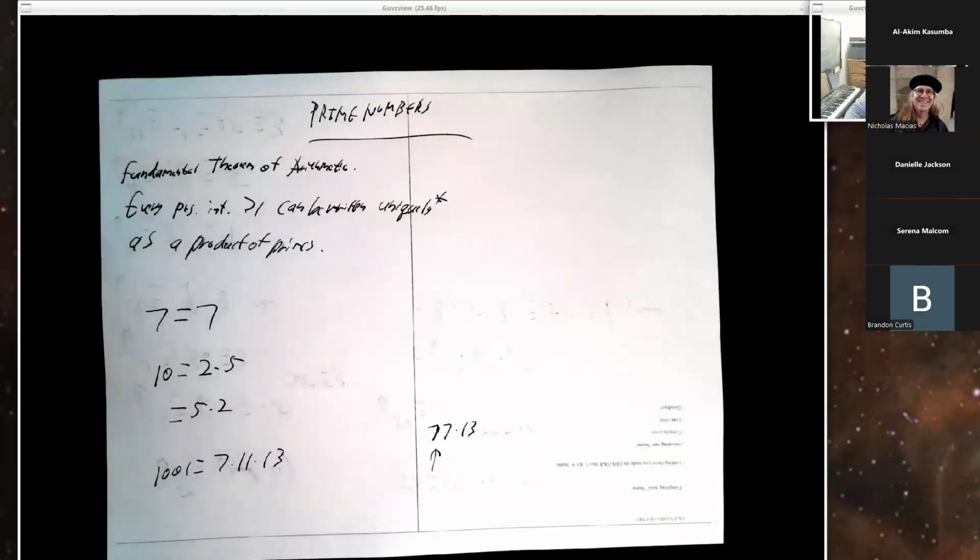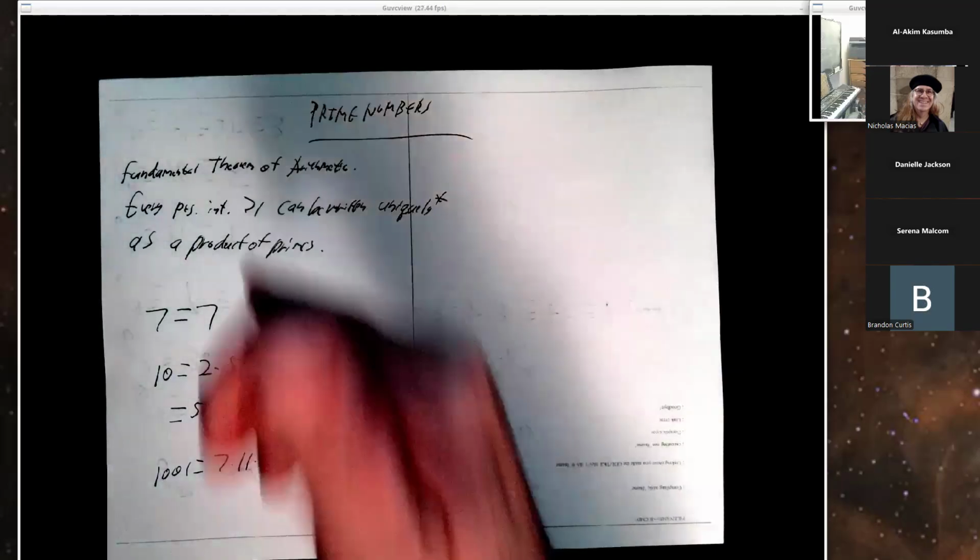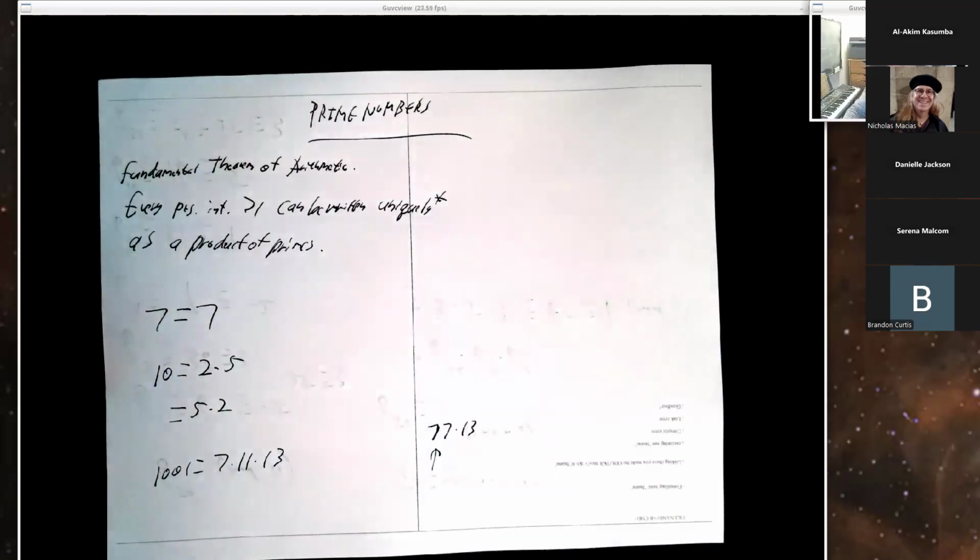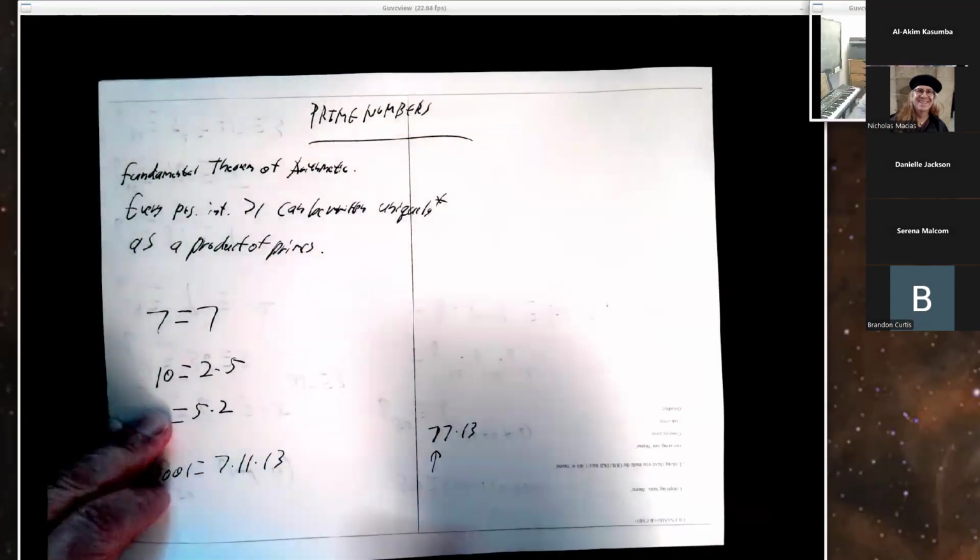And it's a really powerful theorem, and it turns out it's not true for all sets of numbers. It's true for integers. But for example, if we work with integers with some other things added in, this fundamental theorem breaks down. And that was surprising to people when they discovered it. But for integers, this always holds.